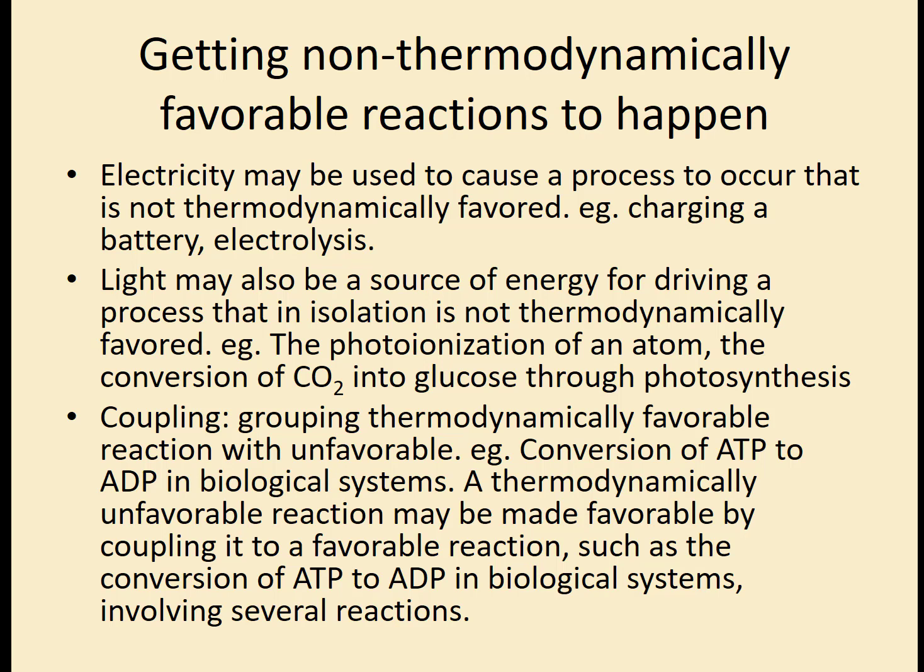And then a very common thing found in biological systems is called coupling. And this is where you group thermodynamically favorable reactions with the unfavorable. An example of this would be conversion of ATP to ADP in cells. And you end up grouping a thermodynamically favorable reaction with one that is unfavorable. And so the one that is favorable can drive the reaction and cause that there is enough energy for the non-thermodynamic one to occur.